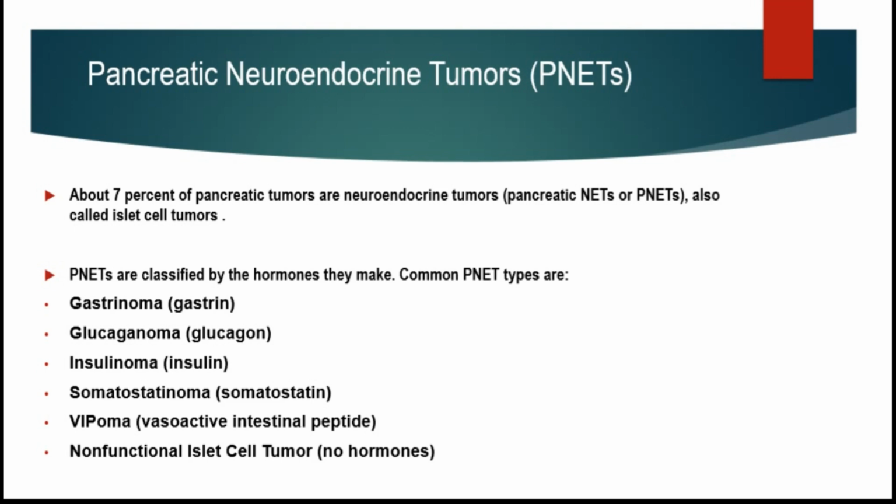glucagonoma arises from the glucagon-secreting cells, gastrinoma from the gastrin-secreting cells, insulinoma from the insulin-secreting cells, and so on. Insulinoma, somatostatinoma, VIPoma, and non-functional islet cell tumors.